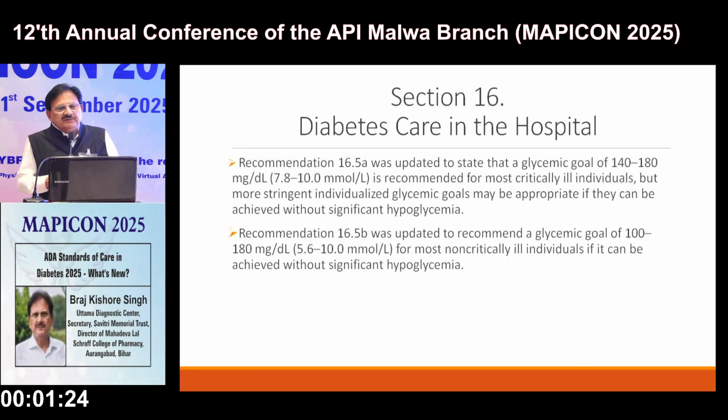Diabetes care in the hospital setting is a very important part, and in hospital there are critically ill and non-critically ill patients. In critically ill patients, the glycemic goal has been set to 140 to 180. Less stringent targets are recommended for most critically ill individuals, but more stringent individualized targets may be appropriate if they can be achieved without significant hypoglycemia. The limiting factor is hypoglycemia, so hypoglycemia should be avoided. In most non-critically ill patients, the glycemic goal is 100 to 180 milligrams per dL. So for the critically ill it is 140 to 180, but for non-critically ill it is 100 to 180.